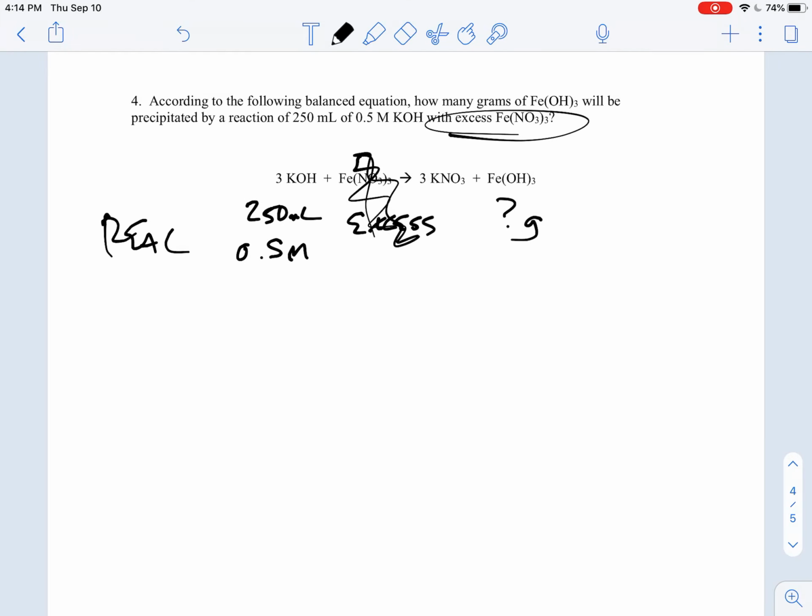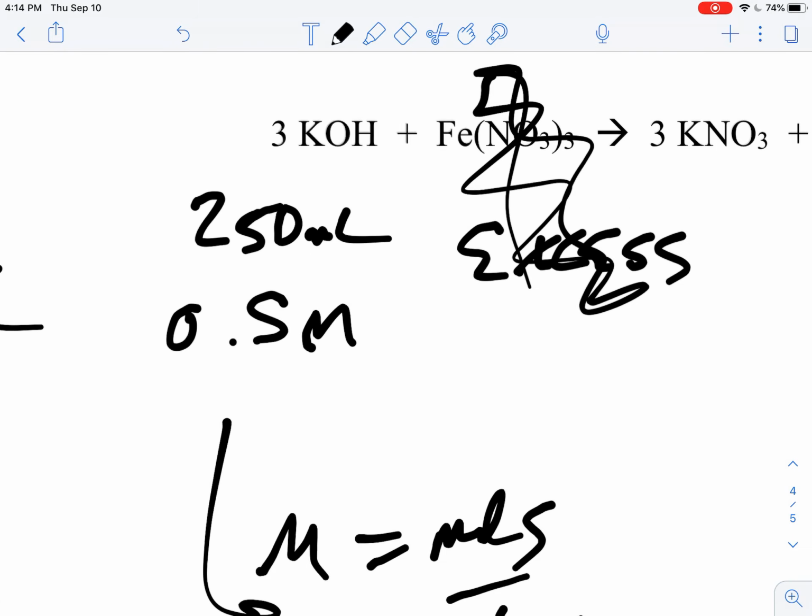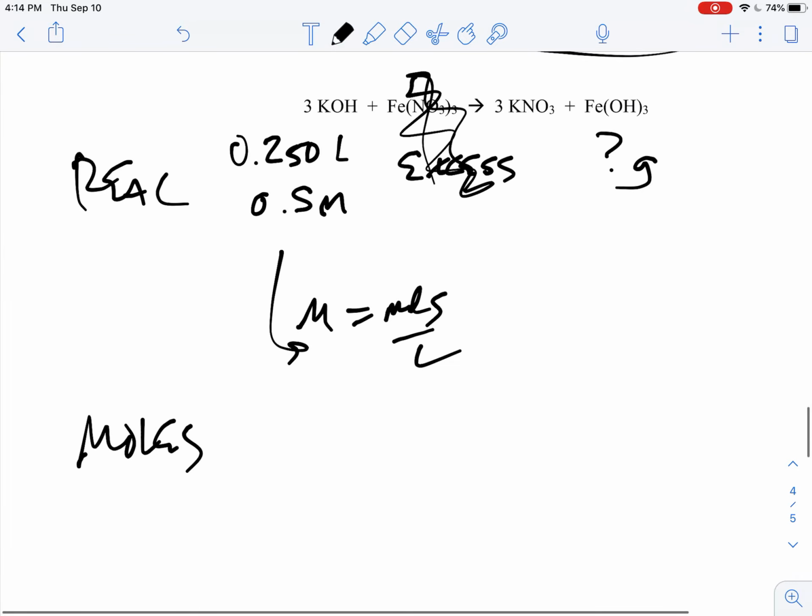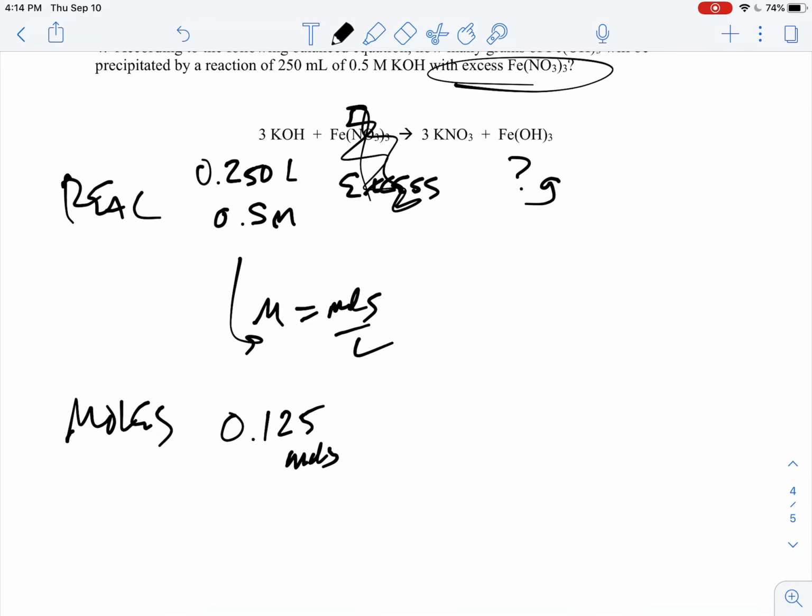So, again, here's our real-world unit, and now here's our chemistry unit with the moles. So we should know that molarity is equal to the moles per the liter. So we should be at 0.25 liters from 250 milliliters. You do the math on that and you end up with 0.125 moles here.